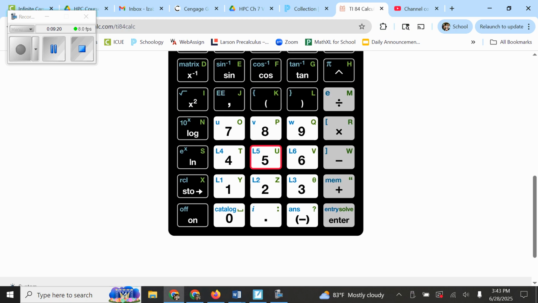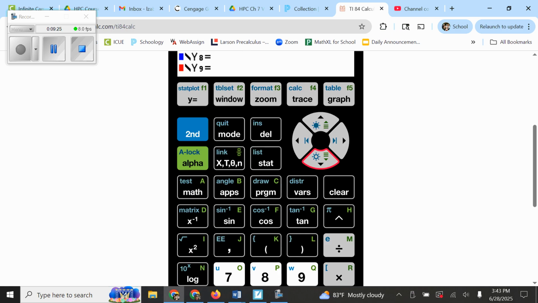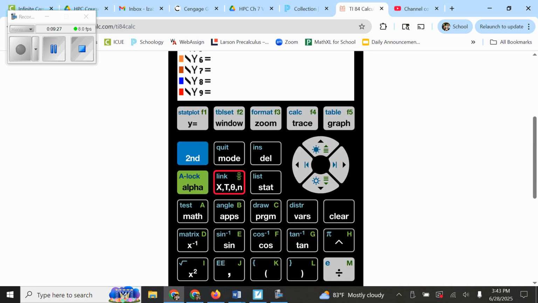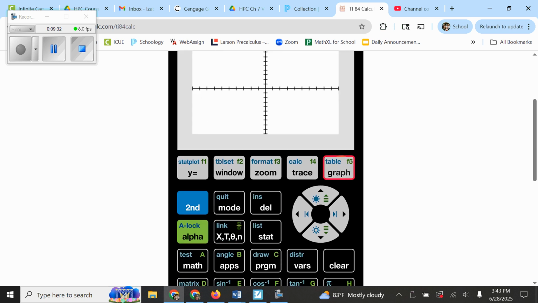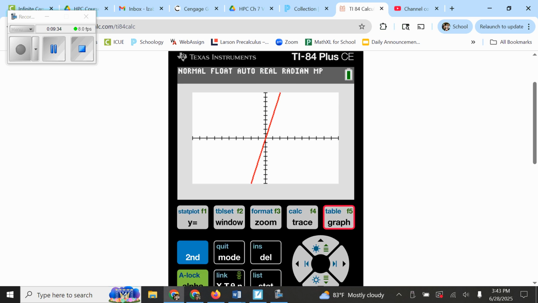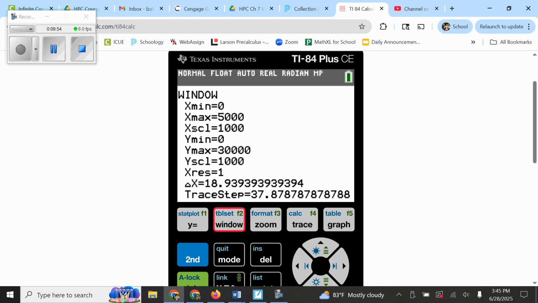So plus 15,000, see if that gave me the right number of zeros. Yep, and then 5x for my y2. And I'm just going to go ahead now. The issue that we're going to have when you graph is you're going to see the 5x one, but the 1.5x plus 15,000, you're not really going to see. So our issue when we're graphing these is it's probably going to be way off of the -10 to 10, because just think about what we just got, like 4,000 something. So you will kind of have to mess around with your window a little bit.